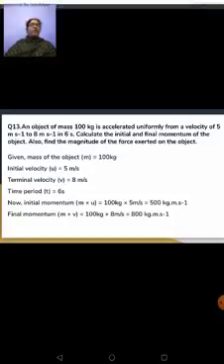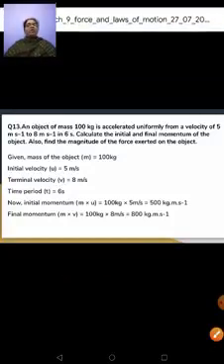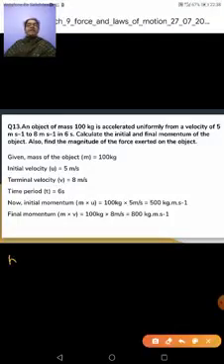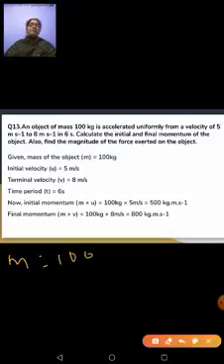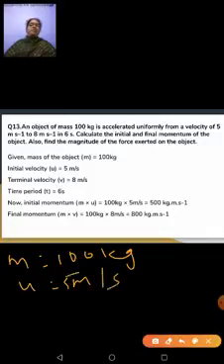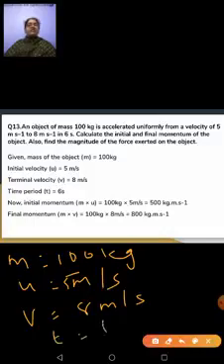Now let's see. The mass of the object is m, which is equal to 100 kilogram. The initial velocity of the object is 5 meter per second. The final velocity of the object is 8 meter per second. The time period given is 6 seconds.